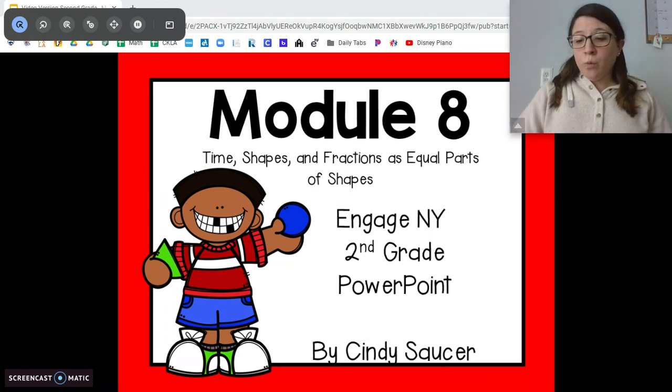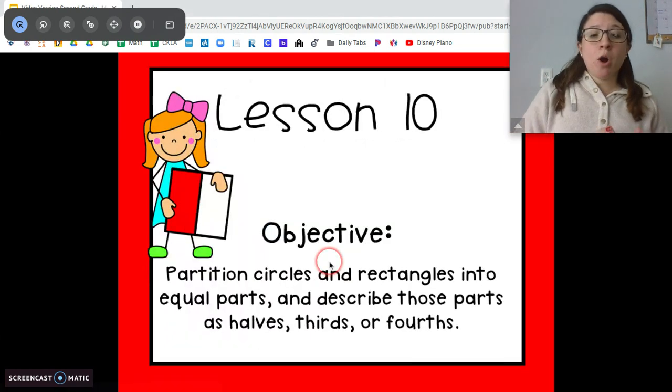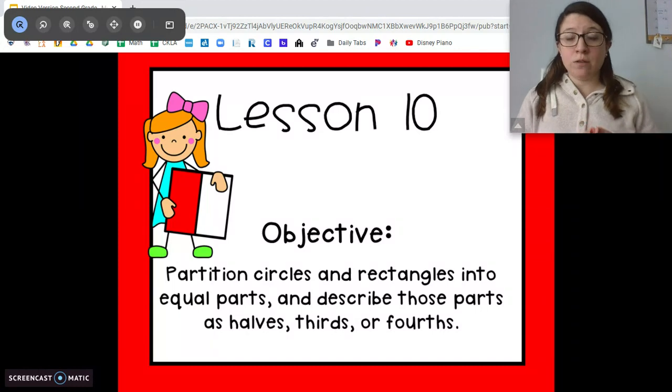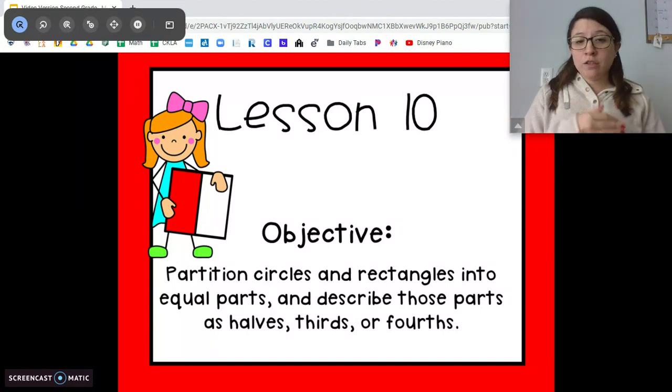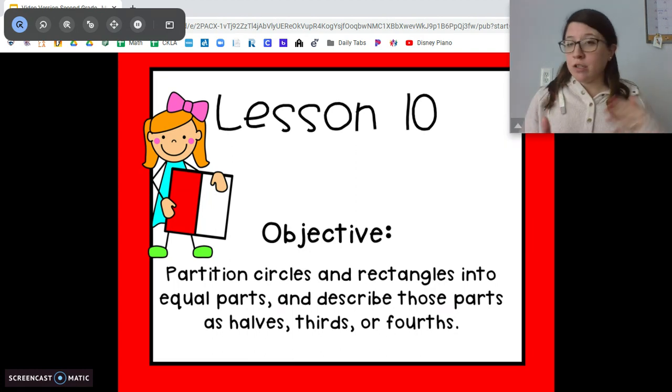For this one, we are going to be partitioning circles and rectangles, which means we're going to be dividing circles and rectangles into equal parts, into our halves, thirds, and fourths.